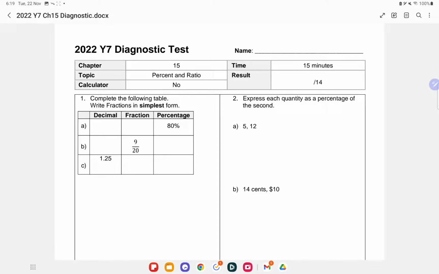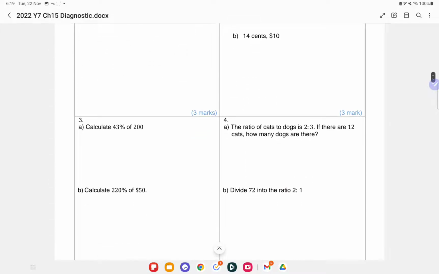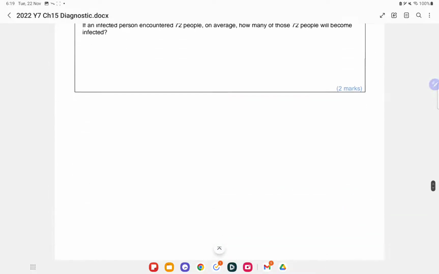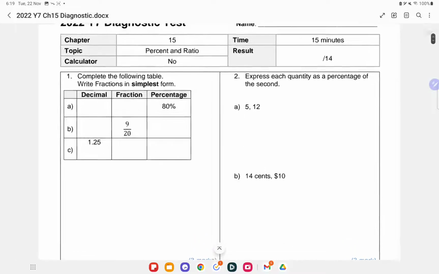So chapter 15, I got 10 out of 14. Which question did you make a mistake in? 2 and 3B. Okay, 2 and 3B. So you got 5 correct? Yeah, I got 5 correct. Okay, let's go through 2.